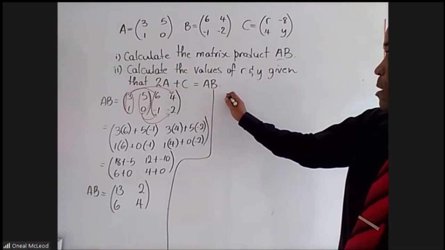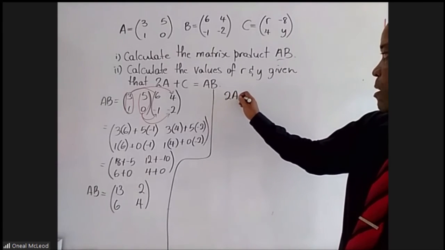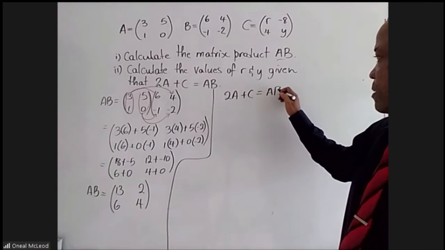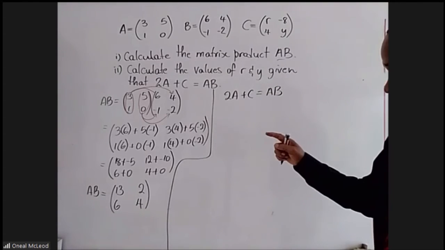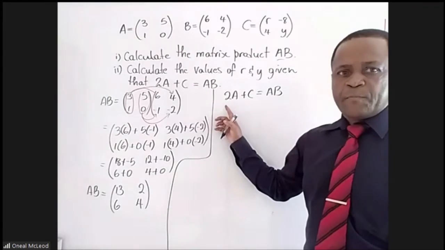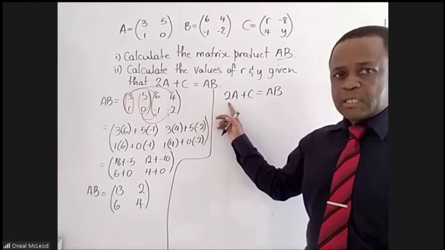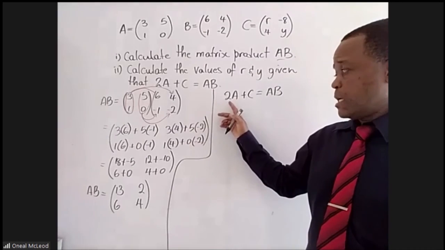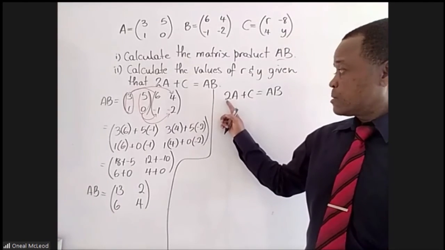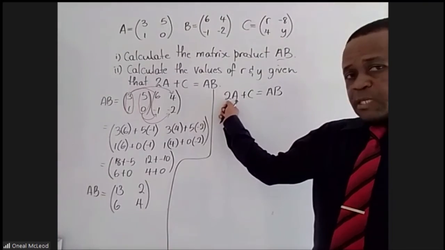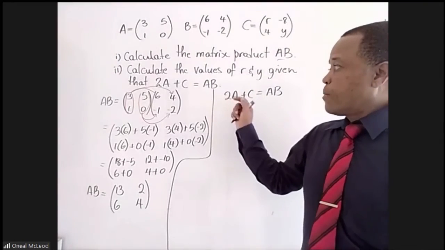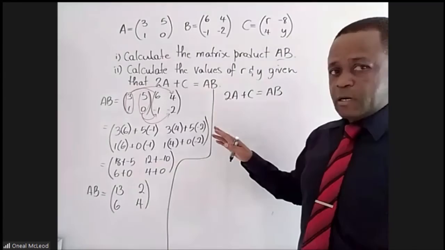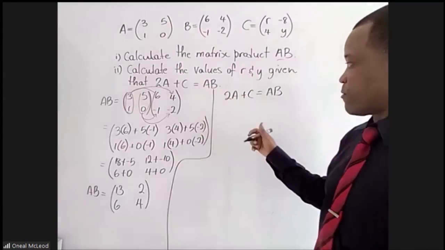So we're going to write that down right here. 2A plus C is equal to AB. Now, from our previous class, we know that this 2 represents a scalar quantity. All it is saying to us is to use this scalar quantity, which is 2, to multiply each element inside of A. That's all it is saying.